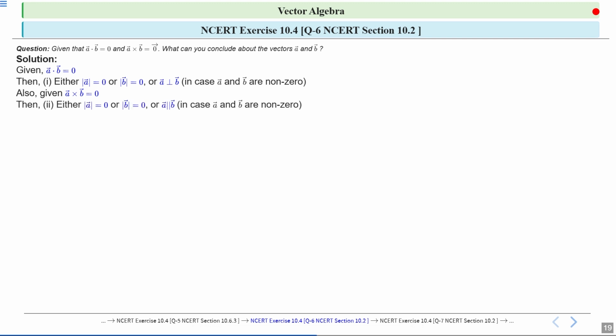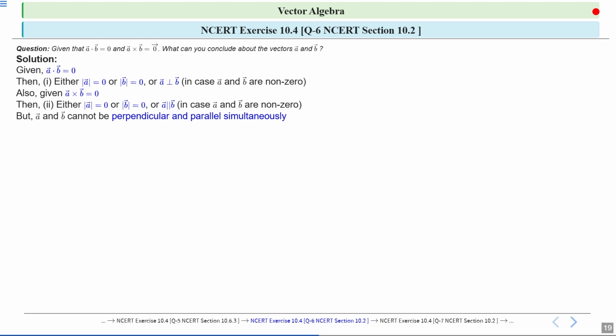For the second case, it can be either magnitude of a vector equal to 0 or magnitude of b vector equal to 0, or a vector is parallel to b vector in case a vector and b vector are non-zero. Got it? But a vector and b vector cannot be perpendicular and parallel simultaneously, unless one of them is a 0 vector. So this is a contradiction if both are non-zero.